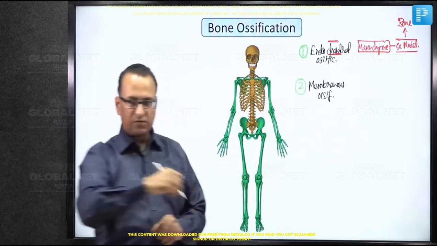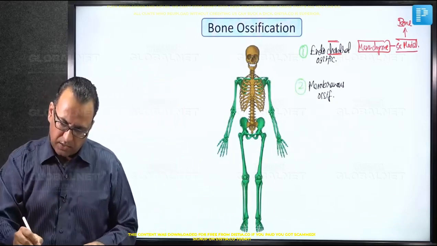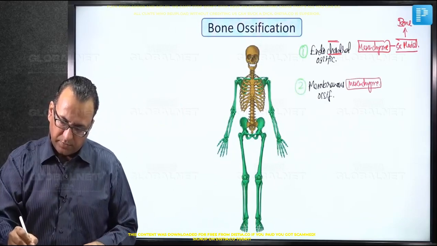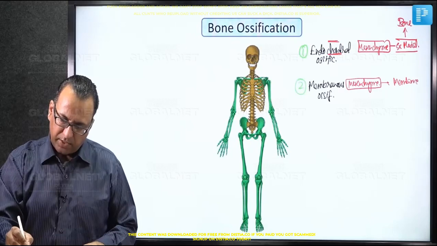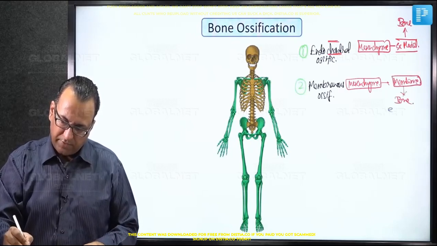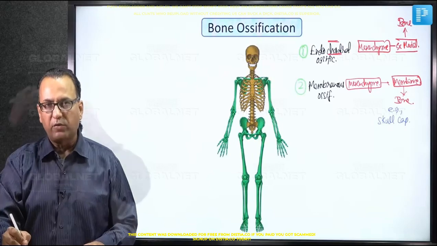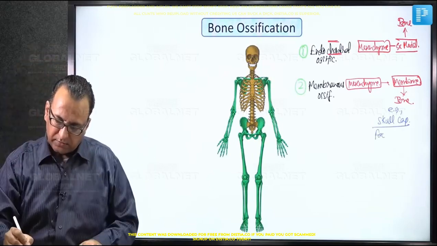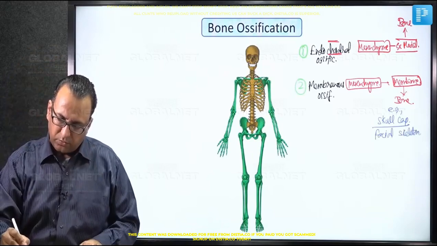Here what happens is, first you have the mesenchyme, and in the mesenchyme there is no formation of any cartilage model. It becomes a membrane, and that membrane becomes the bone. That is why it is called membranous ossification. For example, we have mentioned the skull cap bones, like the frontal bone, parietal bone, which are covering the brain here, and then even the facial skeleton. But these kinds of bones are very few in number.